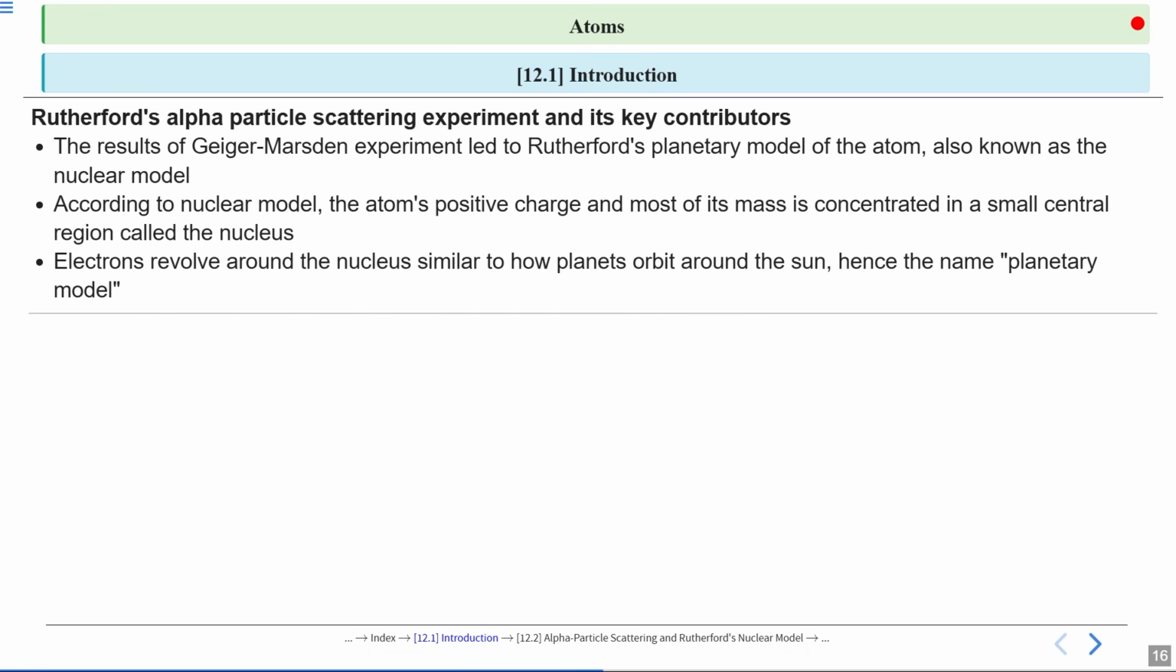Rutherford also proposed that electrons move around the nucleus, similar to how planets orbit the sun. This is why it's called the planetary model. This idea helped explain why atoms are stable and why they don't just collapse.